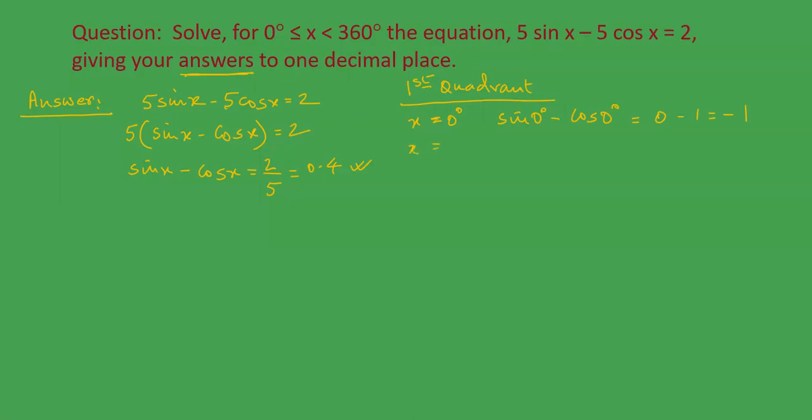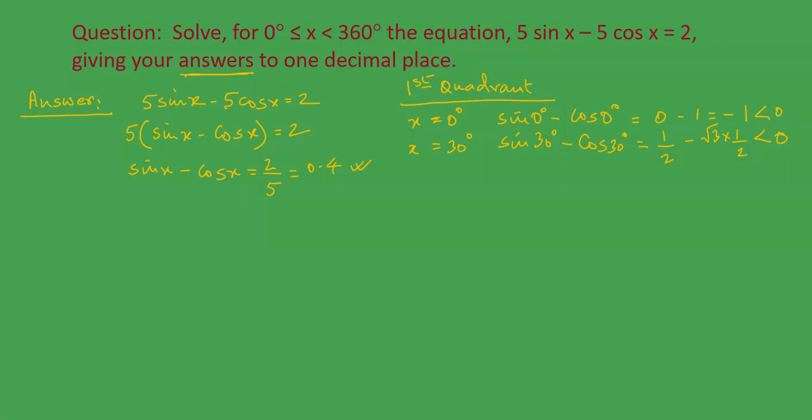Can we have x equal to 30? Sin value is increasing, cos value is decreasing. So sin 30 minus cos 30. Sin 30 is half, and cos 30 is root 3 over 2, which can be written as root 3 times half, and that is obviously more than half. So this is a negative number, less than 0. For x equal to 30 also, sin x minus cos x is a negative number.